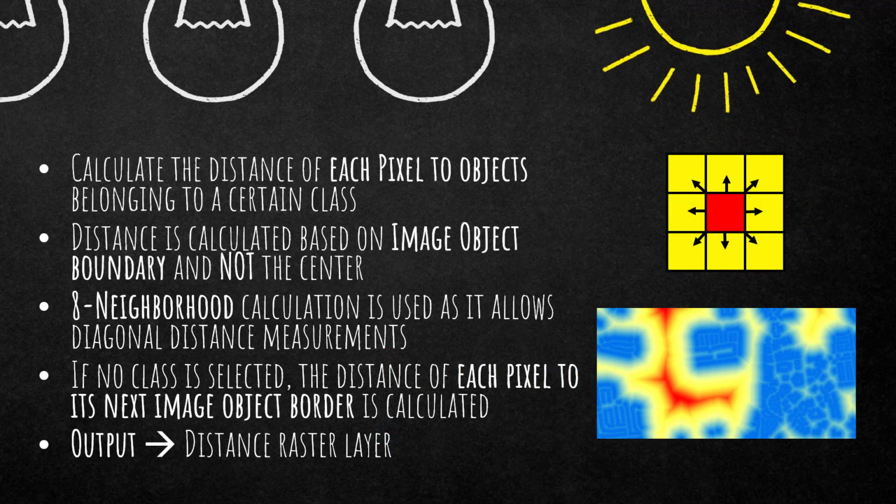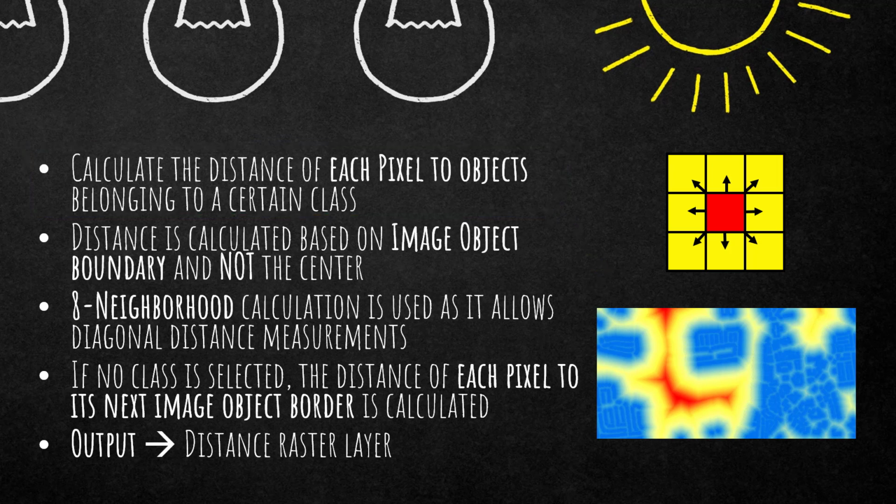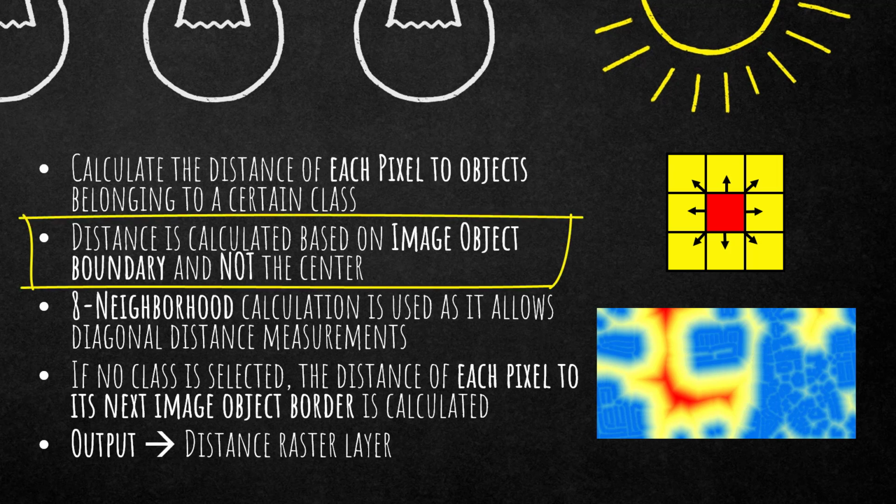That's a very nice algorithm to calculate the distance of each pixel to objects belonging to a certain class. That means that each pixel gets a value which depicts the distance to the outline of a certain object that you define in the domain. Because this is an essential feature of this algorithm, I'm going to emphasize this one in the second bullet point. Again, the distance is calculated to the image object boundary and not the center of the image object.